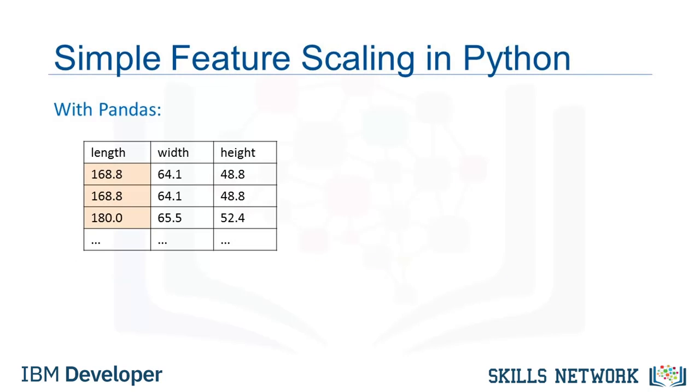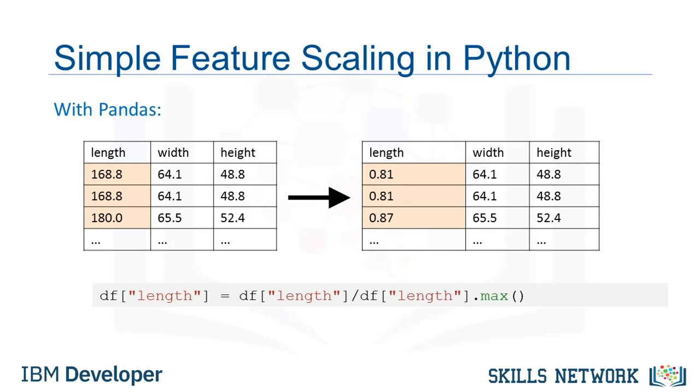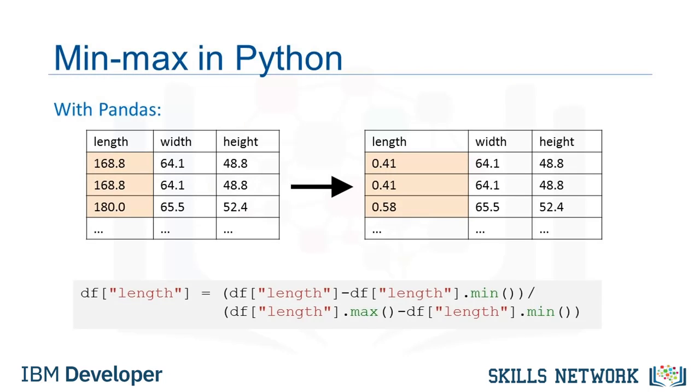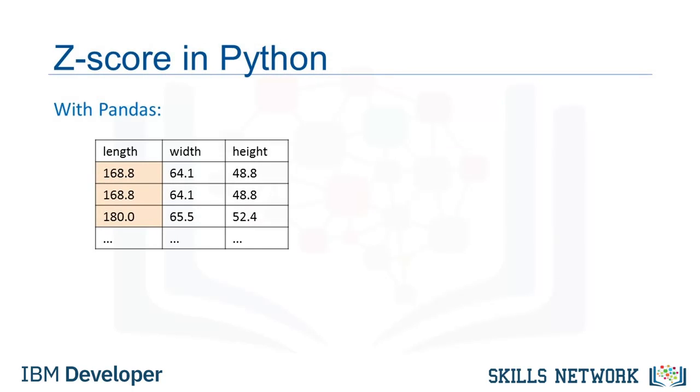Following our earlier example, we can apply the normalization method on the length feature. First, we use the simple feature scaling method, where we divide it by the maximum value in the feature. Using the pandas method max, this can be done in just one line of code. Here's the min-max method on the length feature. We subtract each value by the minimum of that column, then divide it by the range of that column, the max minus the min.